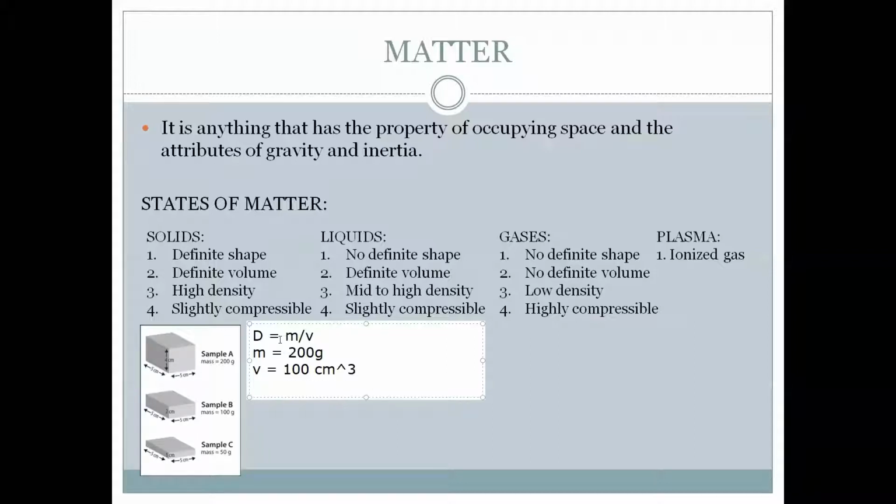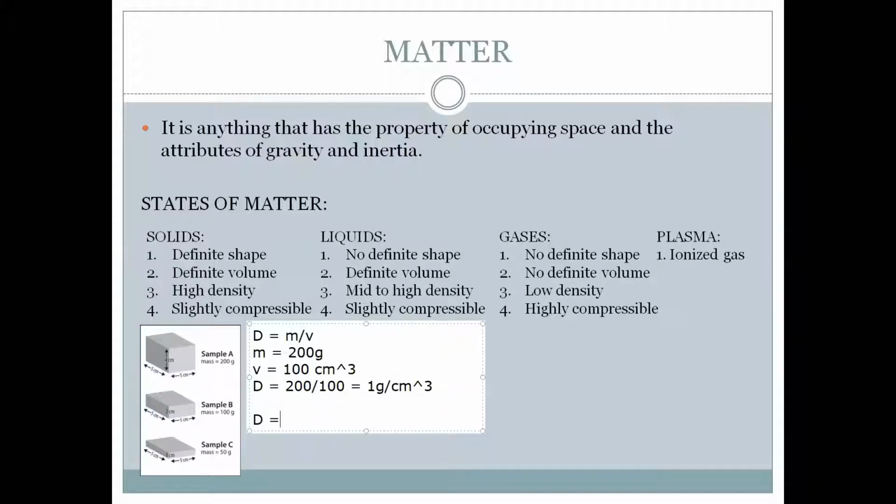Okay? Now that we have our variables or values, let's just plug it in our formula. So ang mass natin is 200 divided by 100 will give us 1 gram, 1 gram per cubic centimeter. Ayan, ito yung unit na ginagamit sa density. Okay? Now let's go on and solve sample B.